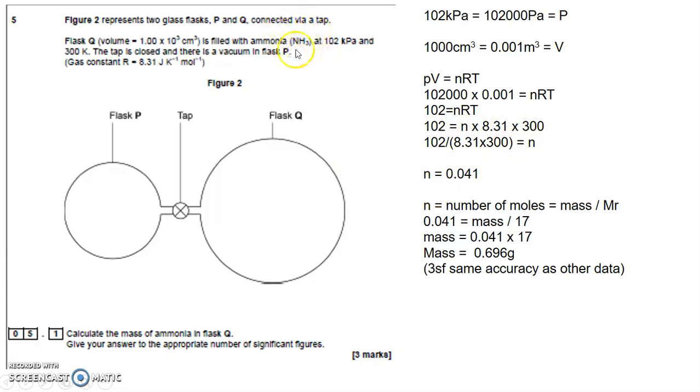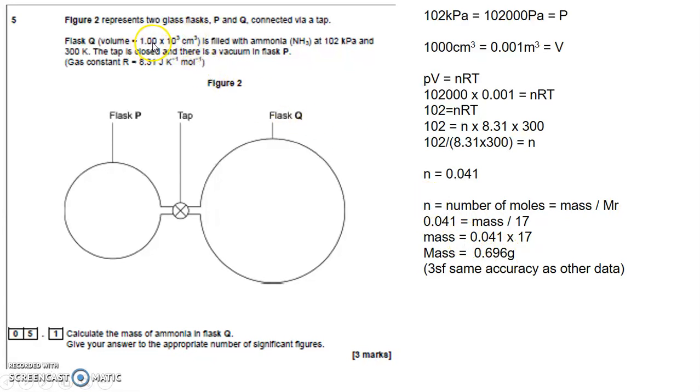Now I'm given the formula of ammonia. I wonder why. Probably so I can work out MR, because number of moles is mass divided by MR, and I've just worked out the number of moles, 0.041. Nitrogen's 14 and hydrogen's 1. I've got 3 hydrogens, so 14 add 3 ones, 17. So number of moles, 0.041, is mass divided by the MR, 17. Mass is 0.041 multiplied by 17. My mass is 0.696. Now, how many significant figures?